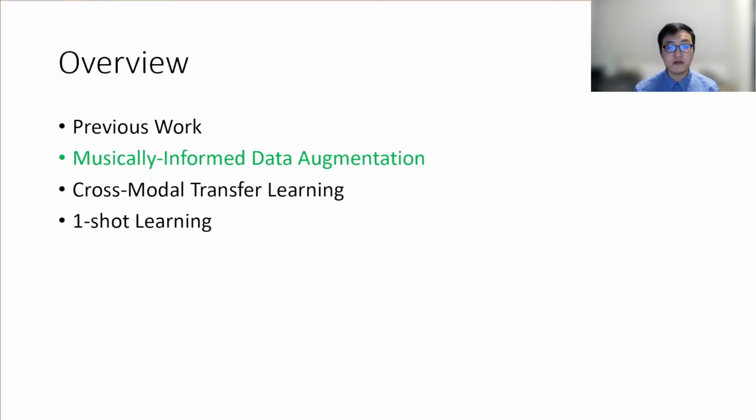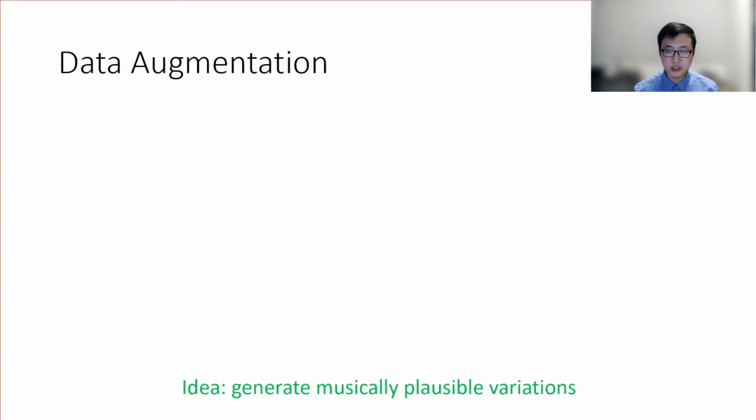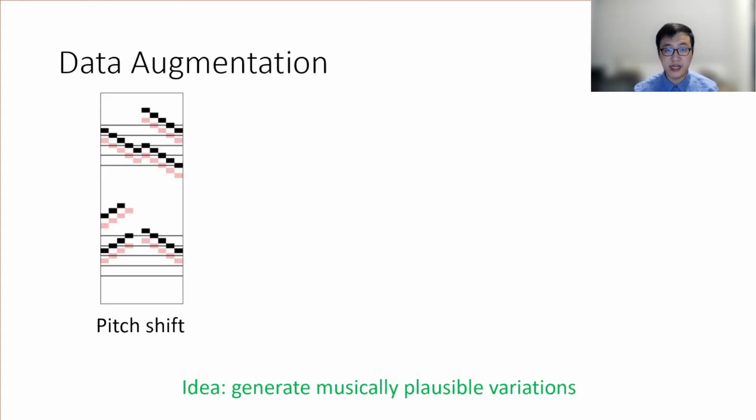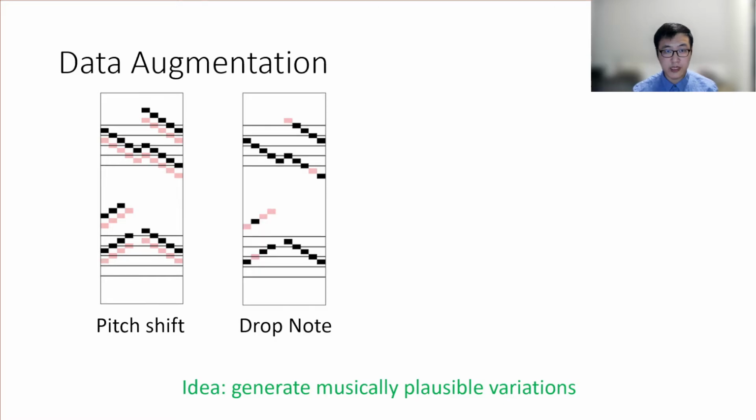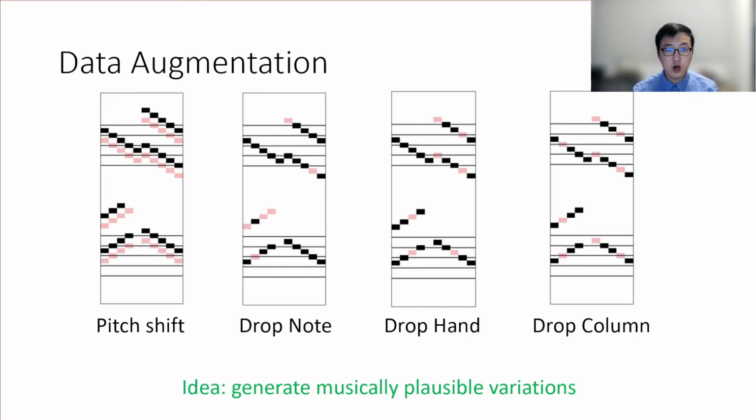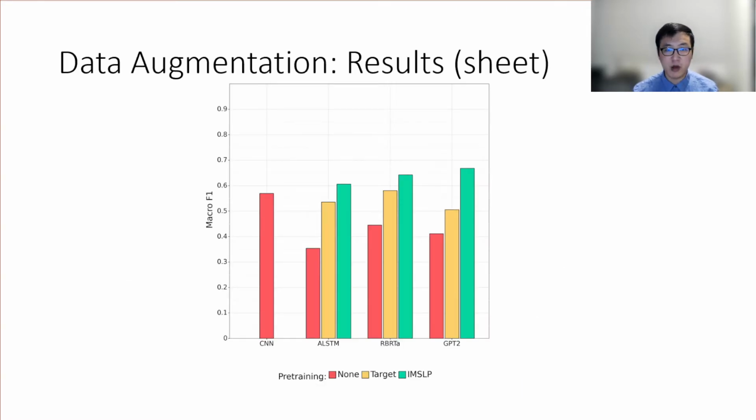Now, we will introduce the first of our 3 contributions, which is to propose several musically informed data augmentation strategies. The key idea is to generate musically plausible variations of existing data. One obvious strategy is to consider key changes, which correspond to shifting the bootleg score up or down. We also consider several augmentation strategies based on randomly removing notes with some probability. We explored 3 variations of this: dropping individual note heads, dropping the left or right hand, or dropping an entire bootleg score column.